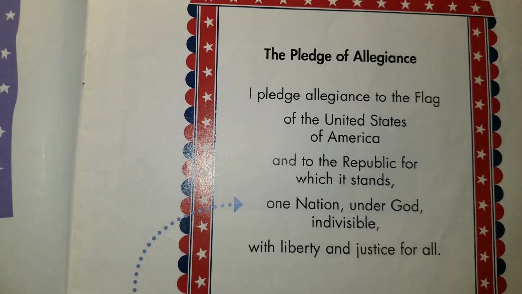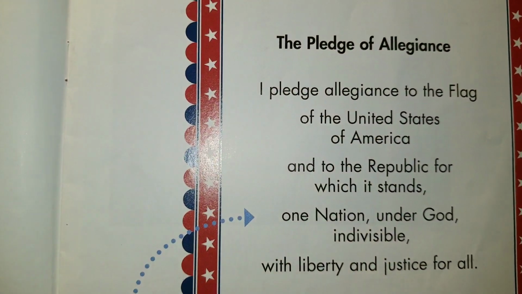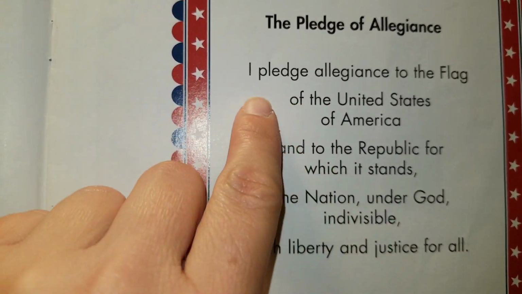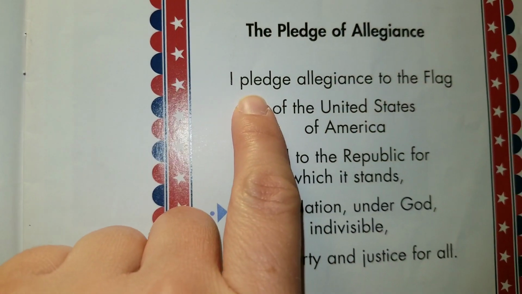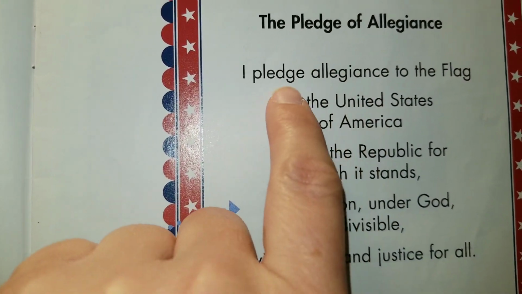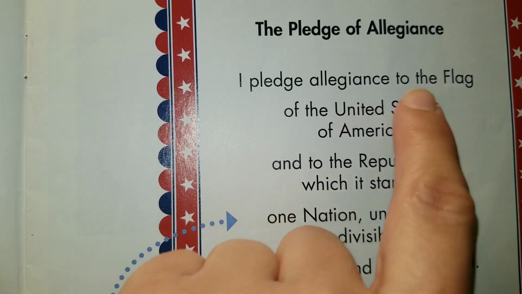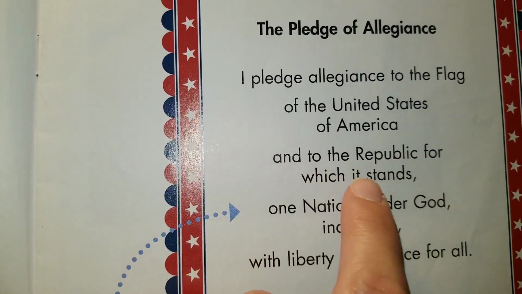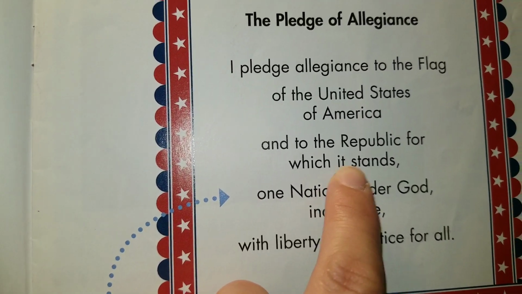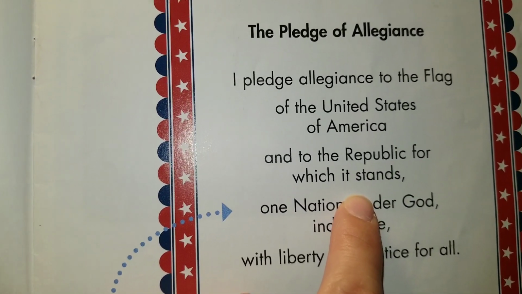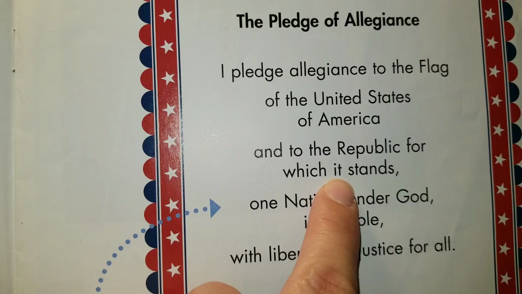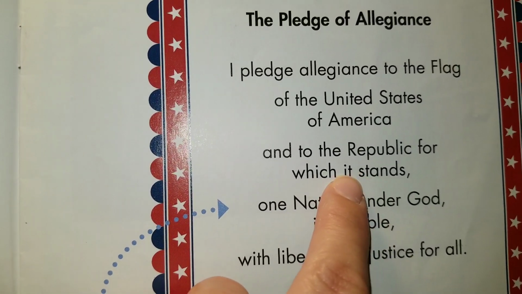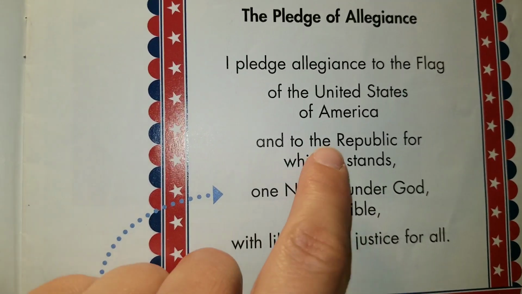All right, so if we go back for a second to the Pledge of Allegiance, here's the most important part. I pledge allegiance. I promise to be loyal to the flag of the United States of America, and to the republic for which it stands. So our country stands for a republic of people that stand together to make one country, one strong country.